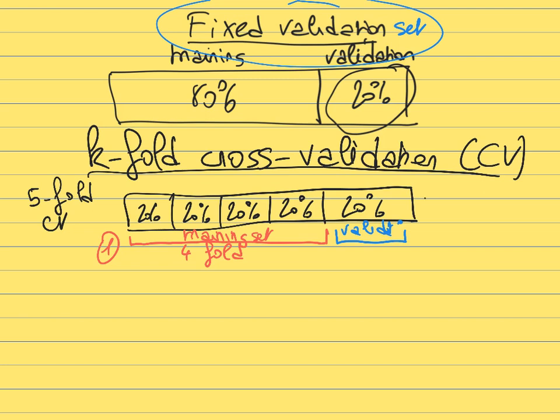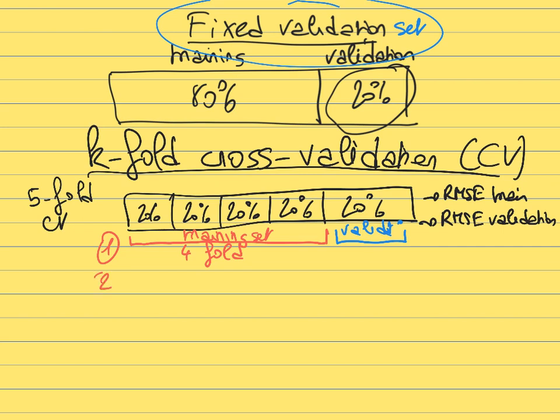So based on this, you will calculate an RMSE for the training set, just like you would do in the case of the fixed validation set, and you will calculate an RMSE for the validation set in the very same way that you would do in the case of a fixed validation set. But then the difference here is that now you are going to restart.